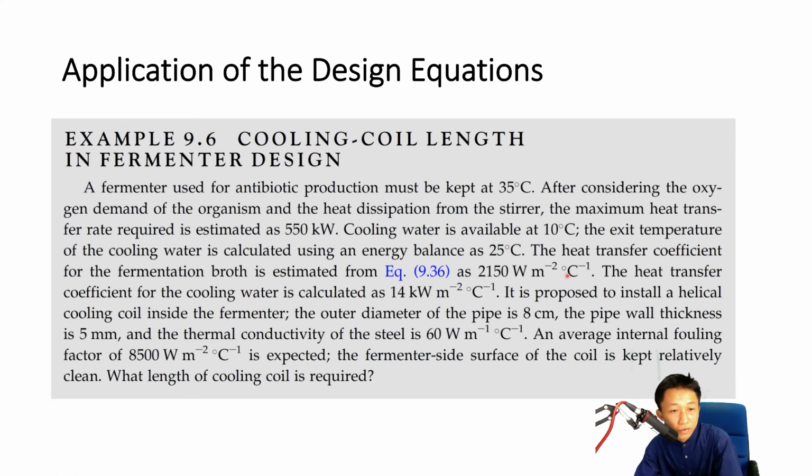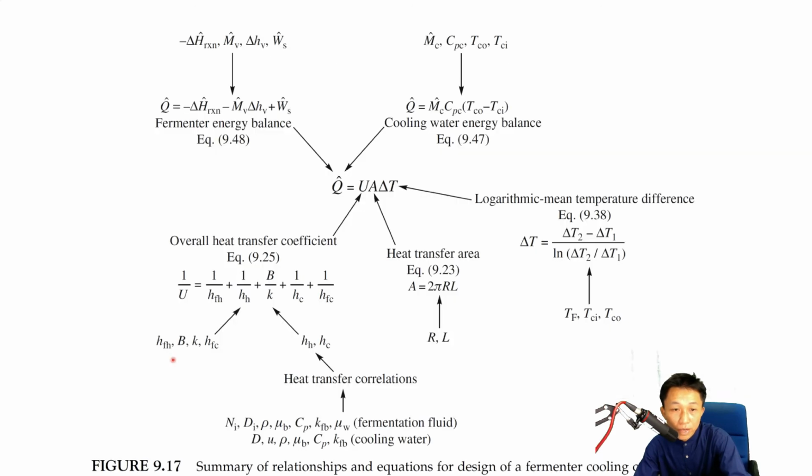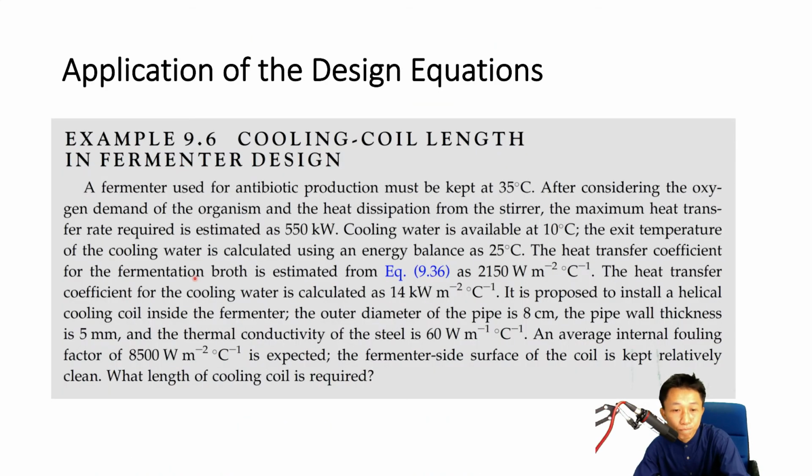the heat transfer coefficient for cooling water is the proposed helicoid inside the fermentation. So it's inside helicoid diameter of this one, 8 centimeter. The pipe wall thickness is 5 millimeter. The thermal decay is this one. Average fouling is this one. So basically you just calculate everything here, okay, from this equation.